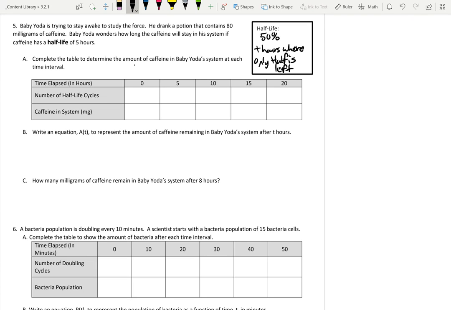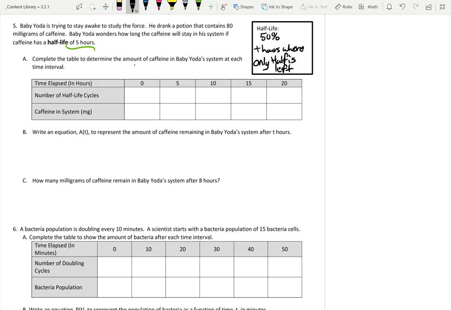So let's go ahead and look at it. To understand the situation, we're going to analyze how much is left after 0 hours, 5 hours, 10 hours, 15 hours, and 20. And the reason I use multiples of 5 is because it has a half-life of 5 hours.